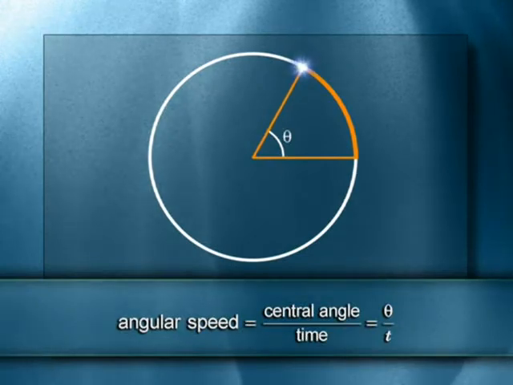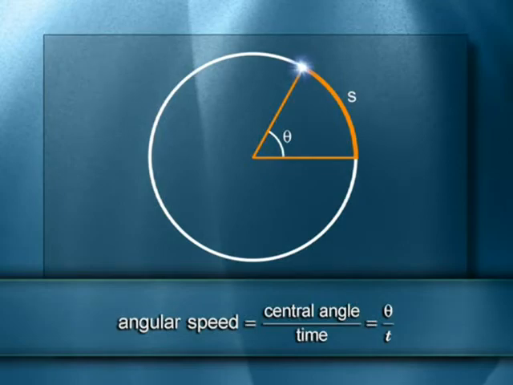And the rate of change of that angle is called the angular speed. So if theta is the angle corresponding to the arc length s, then the angular speed is the change in the central angle divided by time, theta over t. So in a word, linear speed measures how fast a particle moves. Angular speed measures how fast the angle changes.